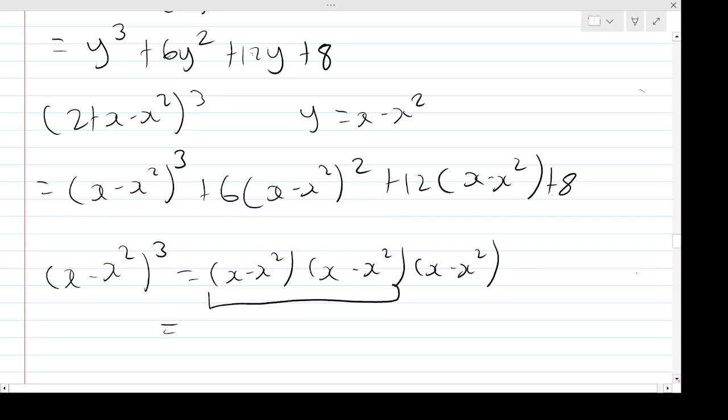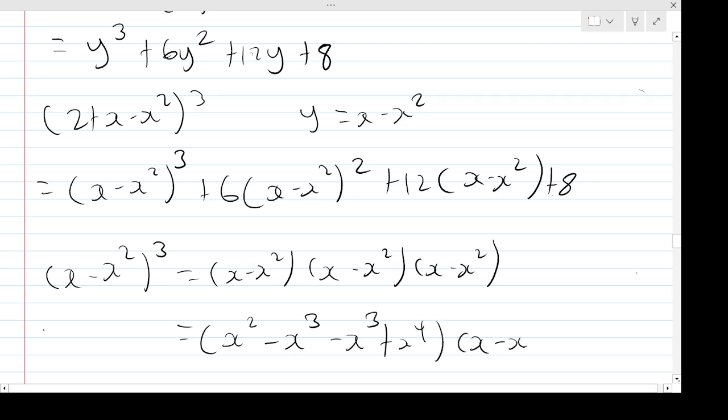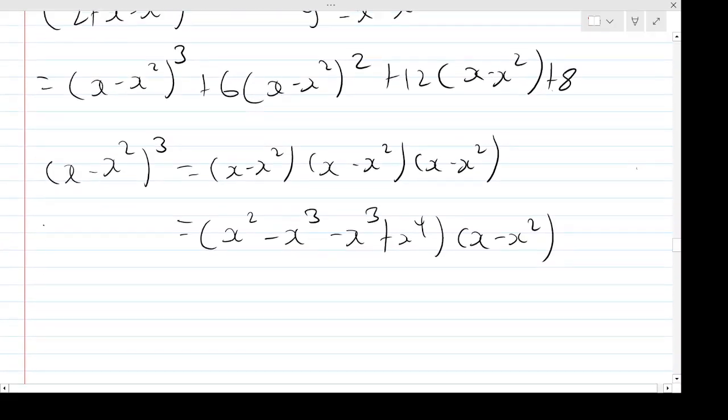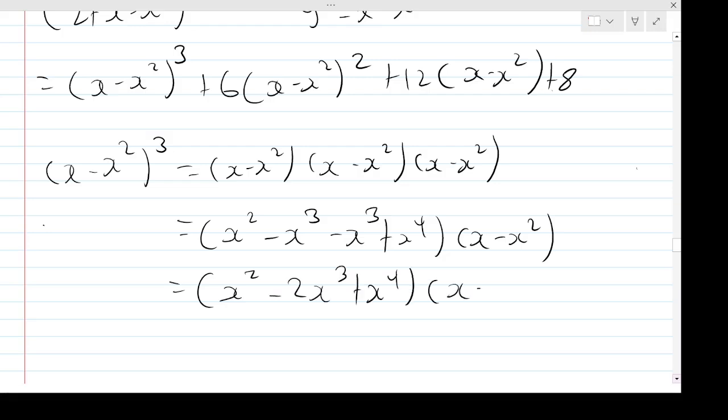So firstly, if I expand these two brackets, let me just expand it. x times x will be x squared, then x times minus x squared will be minus x cubed. Then we have minus x squared times x, that'll be minus x cubed. Minus x squared times minus x squared is plus x to the 4, times by x minus x squared. We can simplify that bracket then. If we collect the x cubed terms, we get x squared, take away 2x cubed, add x to the 4, times by the x minus x squared.